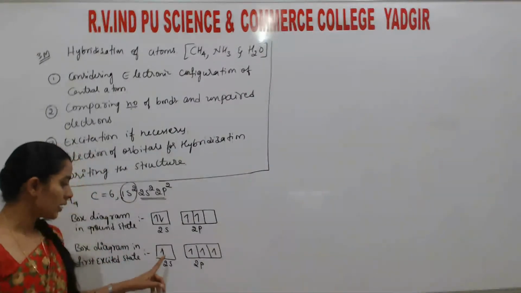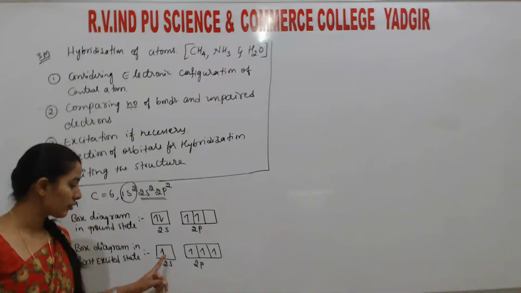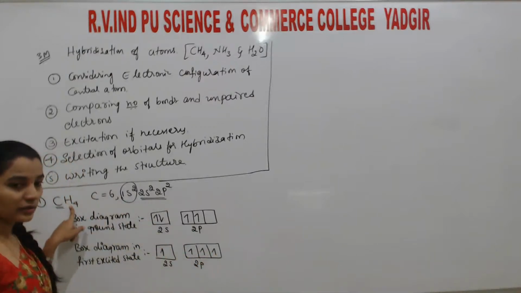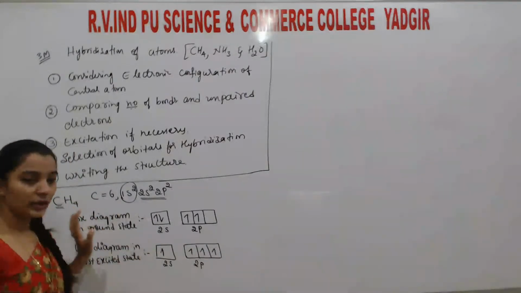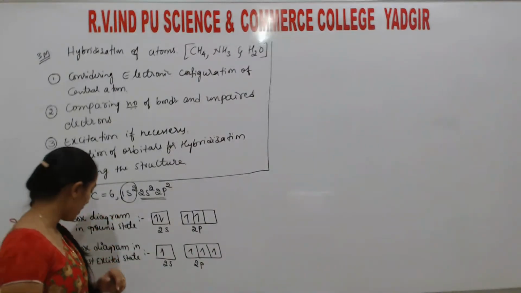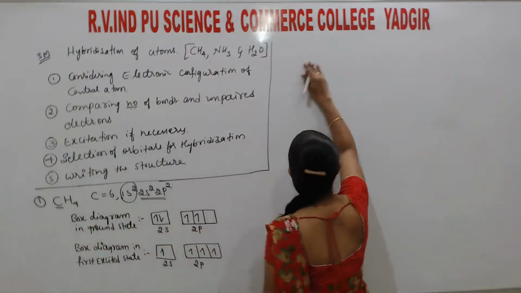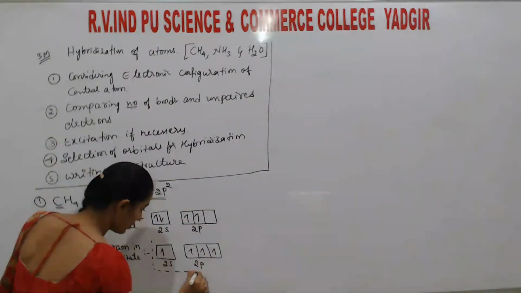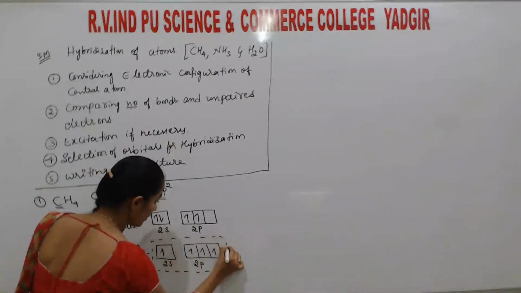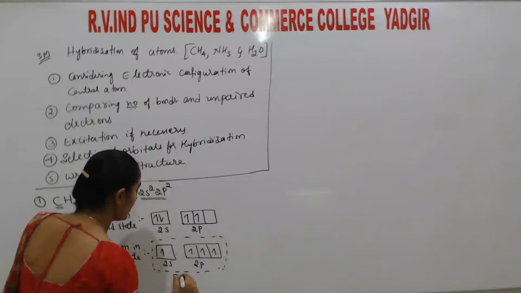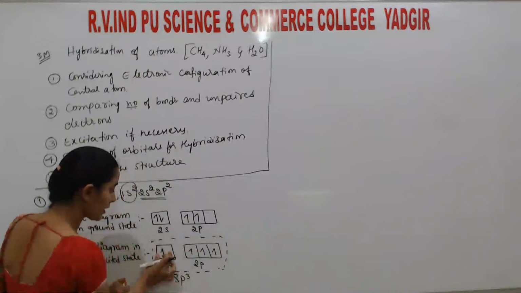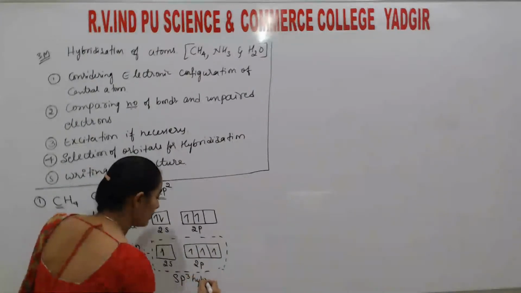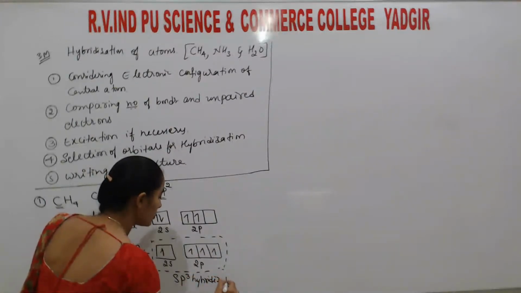Okay, now here the number of unpaired electrons available is 4. 1, 2, 3, 4, and the number of bonds is also 4. Then it is complete. Now we need to find the hybridization. So after excitation, you just consider these. Sp3, because one s orbital, three p orbitals. So sp3 hybridization.